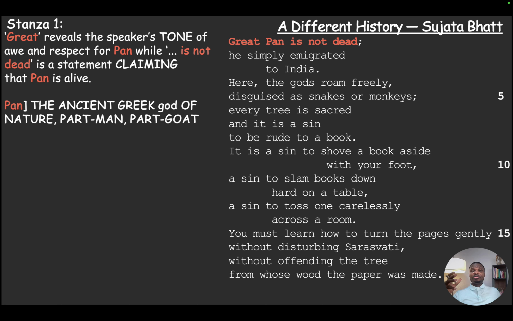Now, the poem in stanza 1 opens with the claim, Great Pan is not dead. Now, great reveals the speaker's tone of awe and respect for Pan. Pan is the ancient Greek god of nature, who is part man and part goat. The second part of the first line, is not dead, is a statement claiming that Pan is alive, essentially. So, Great Pan is not dead means that Great Pan is alive. So we see here that there's this claim that the god Pan is still living.